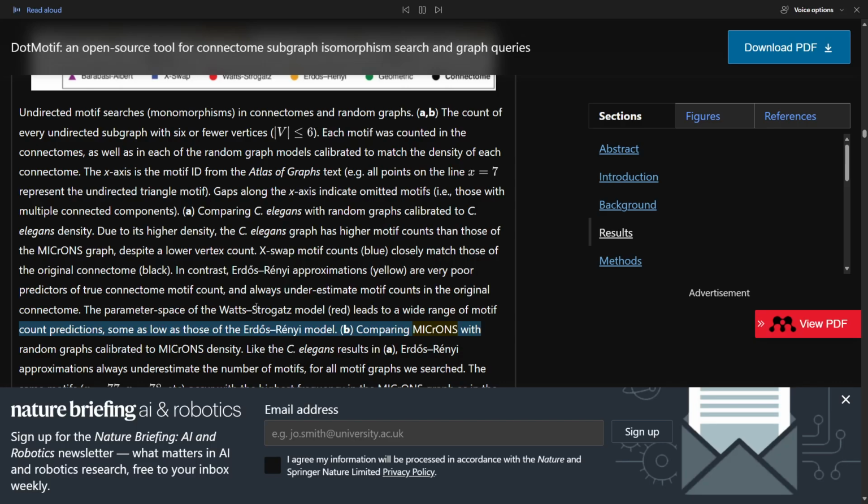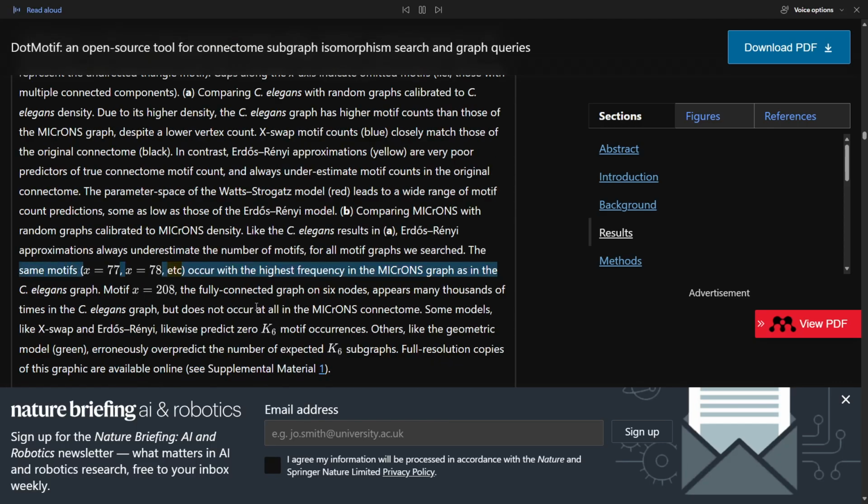B. Comparing MICrONS with random graphs calibrated to MICrONS density. Like the C. elegans results in A, Erdos-Renyi approximations always underestimate the number of motifs for all motif graphs we searched. The same motifs occur with the highest frequency in the MICrONS graph as in the C. elegans graph. One motif, the fully connected graph on 6 nodes, appears many thousands of times in the C. elegans graph, but does not occur at all in the MICrONS connectome.